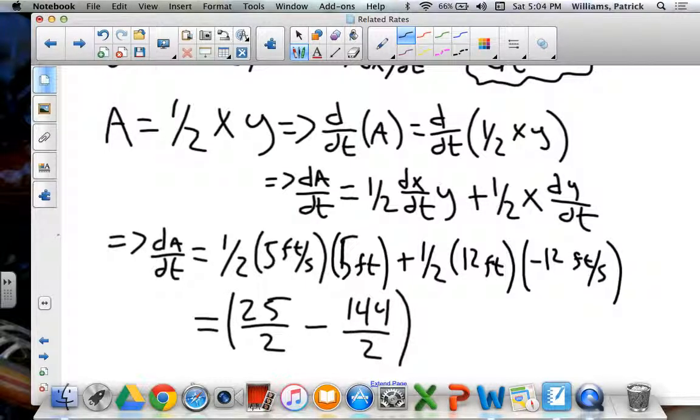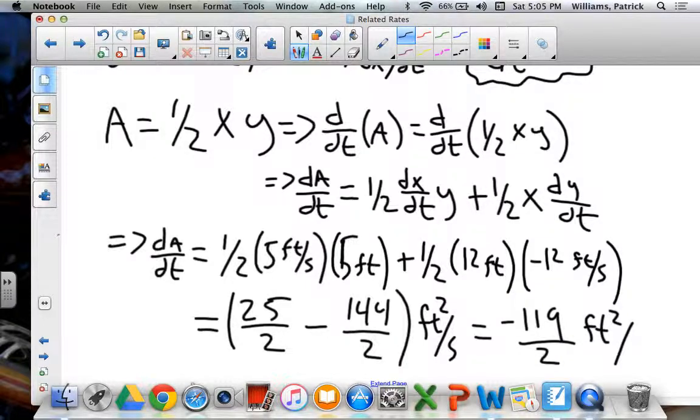These units will be given in, let's see, what do we get here? When we multiply feet per second by feet, we get feet squared per second. Okay, so if we add these two things together, what'll this give us? That'll give us negative 119. Did I do that correctly? Yeah, I think so. Negative 119 over 2 feet squared per second.